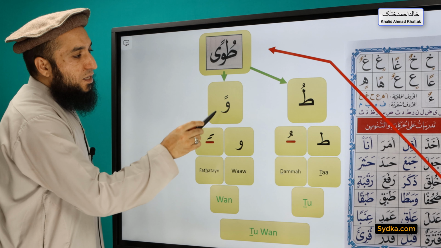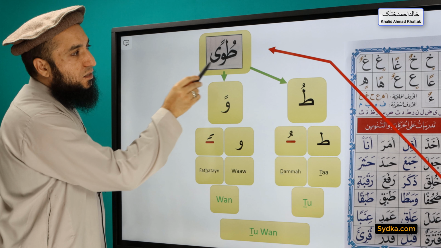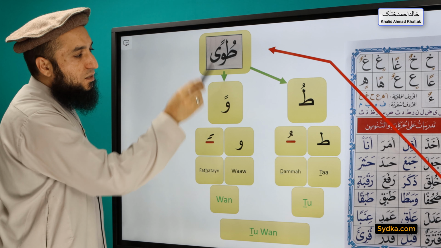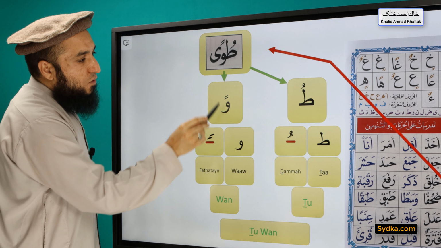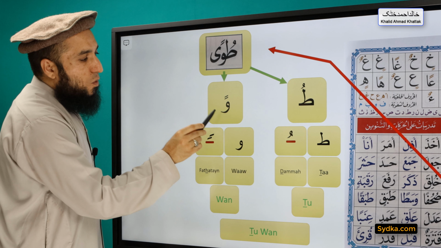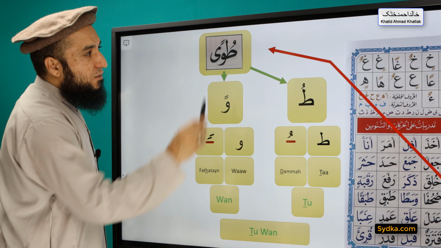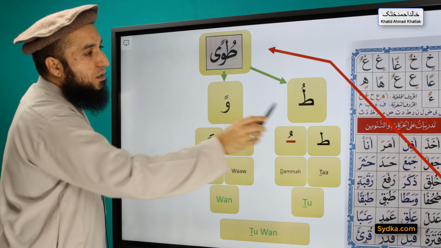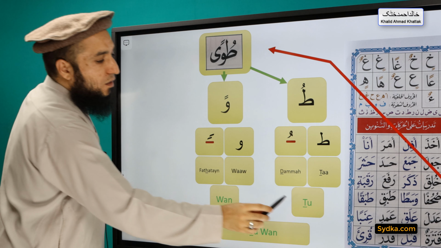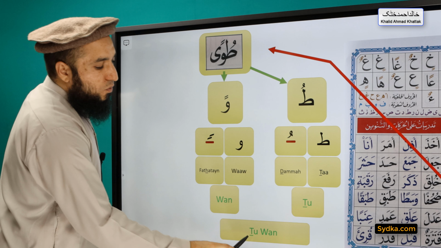The second syllable is waw fathatain wan, and this ya is silent. Waw is not silent, it has fathatain. Waw fathatain wan. So now we combine these two syllables, we have tuwan, tuwan.